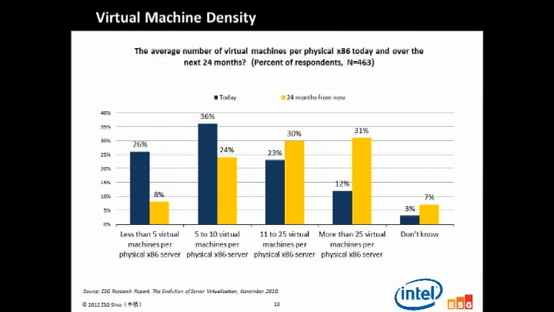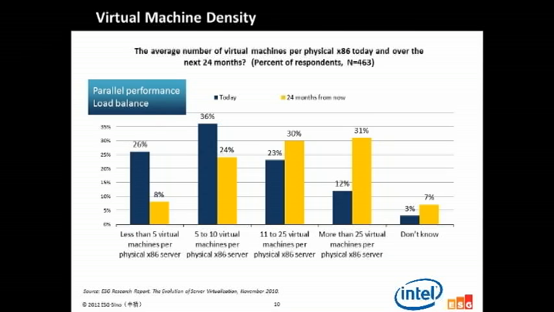One of the key metrics to measure server virtualization return on investment is virtual machine density, or how many virtual machines can run on one physical server. From the chart, the trend is that virtual machine density is increasing, which requires strong parallel performance and also workload balance. Using traditional storage to increase VM density, customers very often face two typical problems.